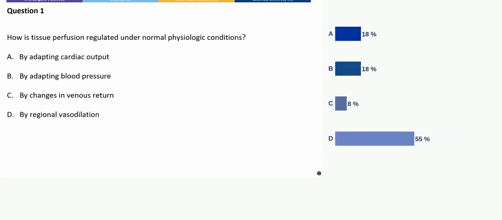Okay. D. So the majority thinks that by regional vasodilation, the circulatory system is manipulating organ blood flow. So why in the world would blood pressure be important? If the mechanism is vasodilation, which decreases pressure, why would the systemic pressure in the system be important to optimize tissue perfusion?